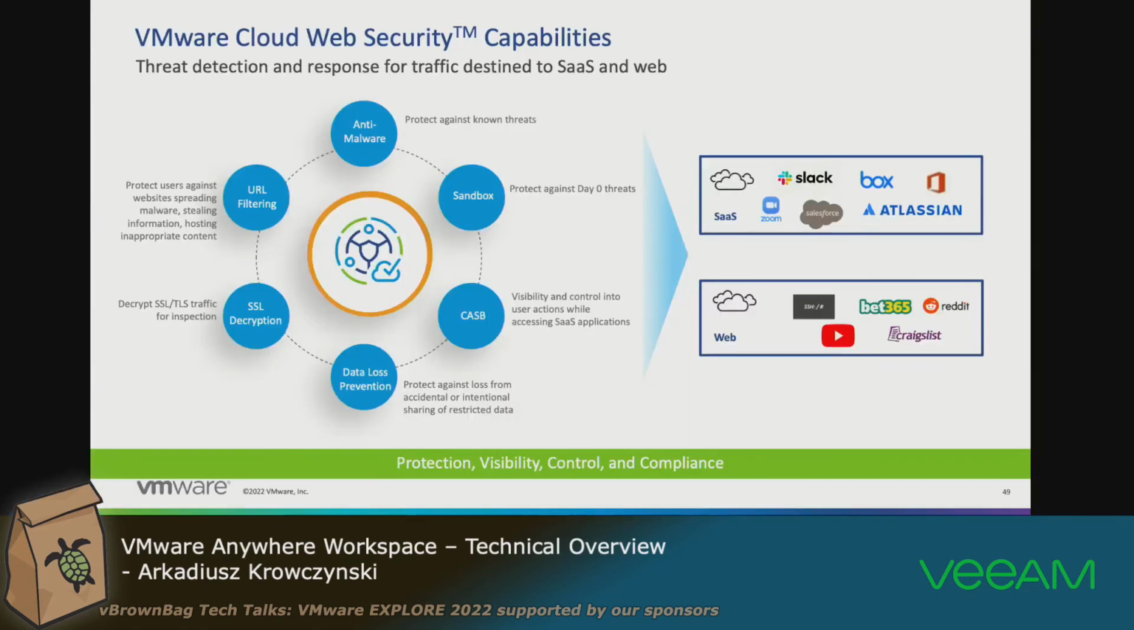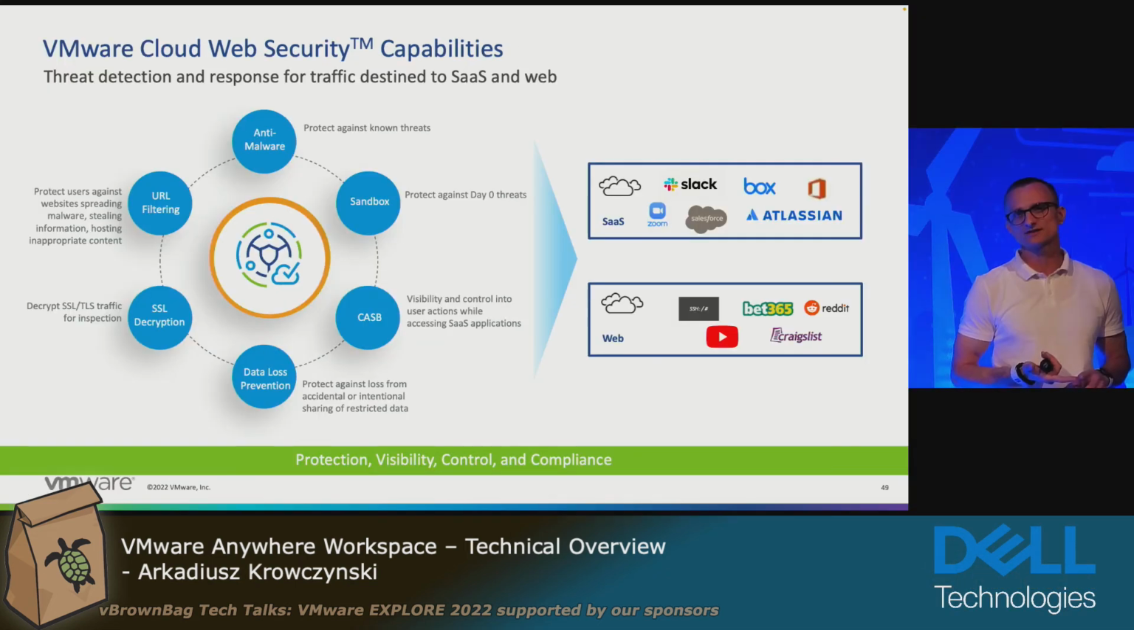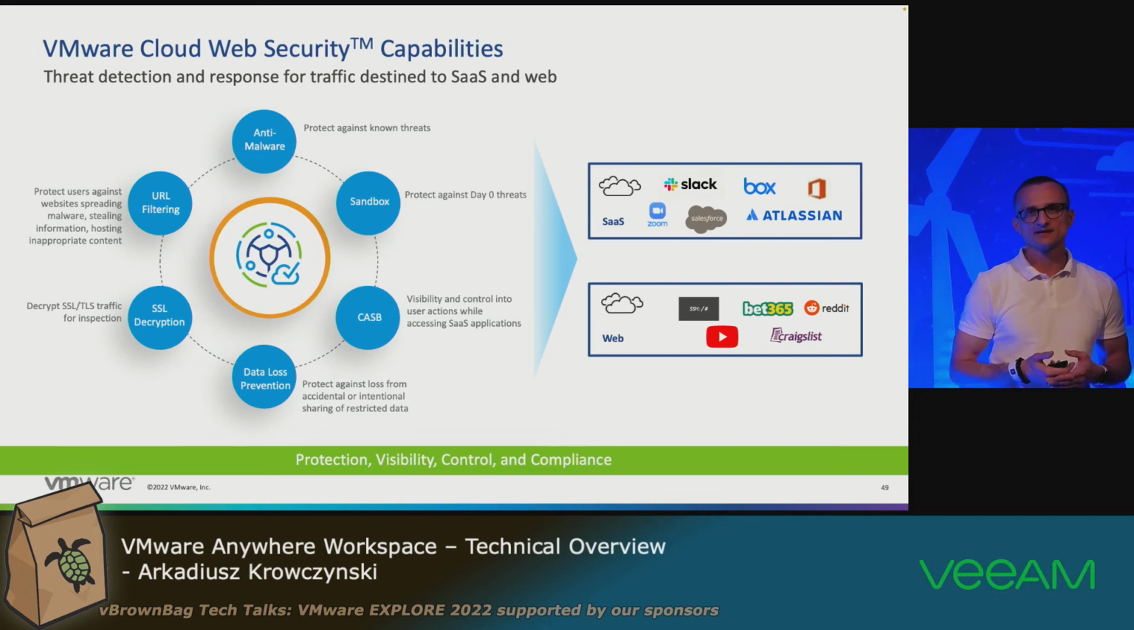The other topic is VMware Cloud Web Security, so giving the users secure access to internet, SaaS applications, and so on. So we have sandboxing, we have cloud access security broker, so we can define which options or which tasks the user can do within OneDrive, within Google Drive. We can allow or block, and for sure we have a kind of sandbox that we check the stuff that the user wants to download before the download starts.